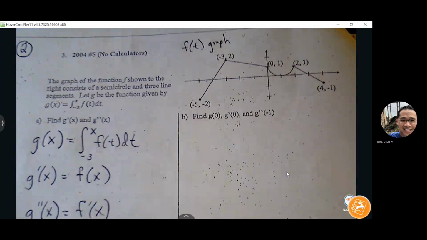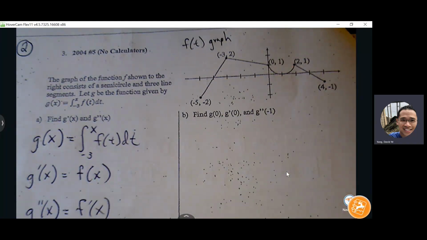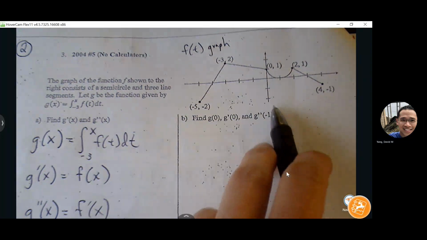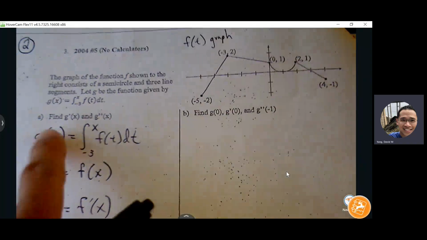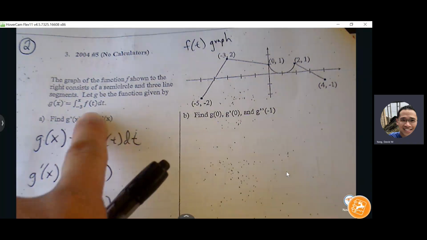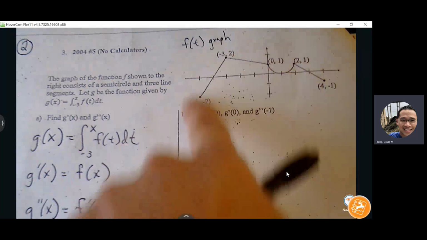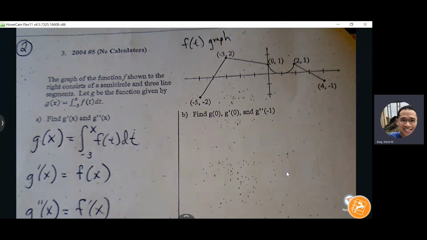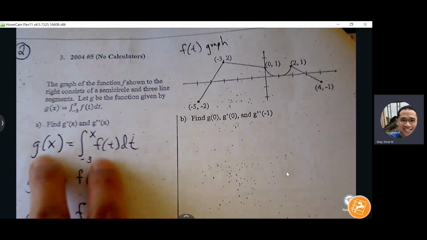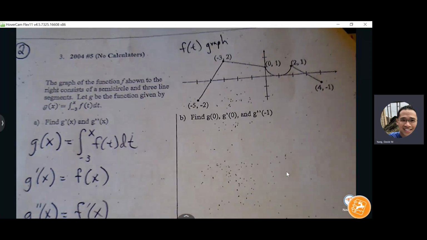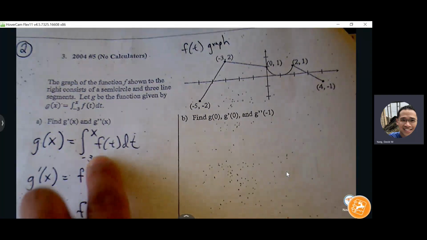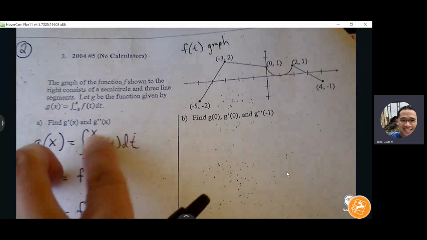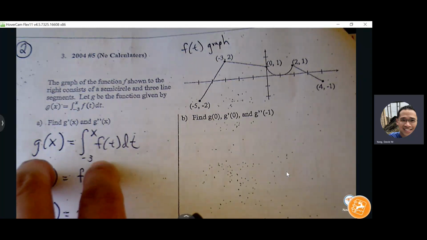The graph of function f is shown, consisting of a semicircle and 3 line segments. Let g be the function given by g of x equals the integral of f of t. So this is not the g graph, this is the f graph. First we want to establish the relationship between g and f. g is the integral of f, so g is sitting at a level above f.